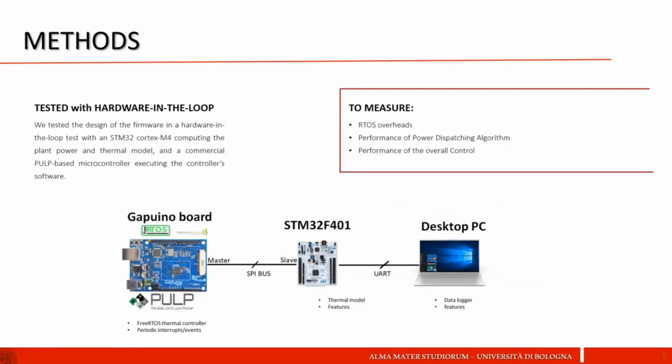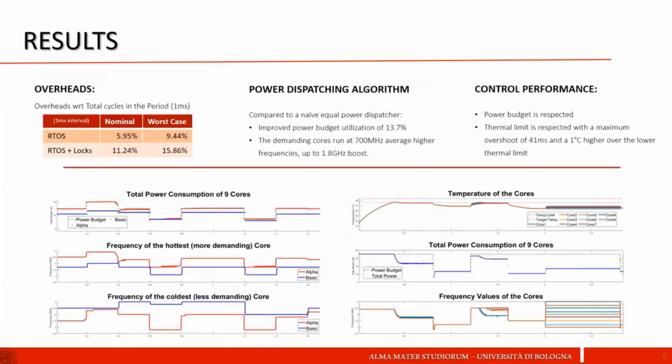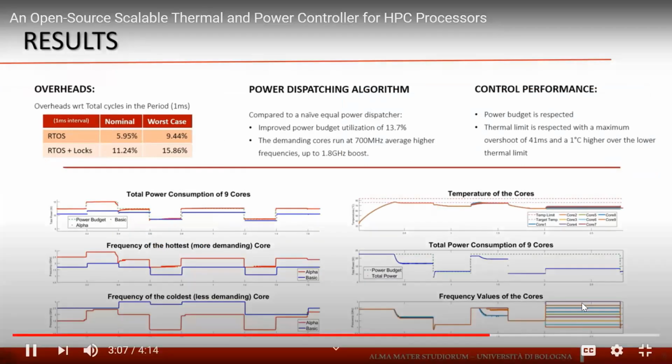To measure the overhead of the RTOS and the performance of the control, we tested the firmware and the control design in a hardware-in-the-loop test, using a commercial PULP-based microcontroller as the PCS hardware, and an STM Cortex-M4 to simulate the power and thermal model of an HPC chip. The overheads of the RTOS are 6% of the total available cycles, measured in a 1 millisecond interval, and grow to 11% if we also consider the semaphore lock. We need to improve the RTOS implementation a bit there.